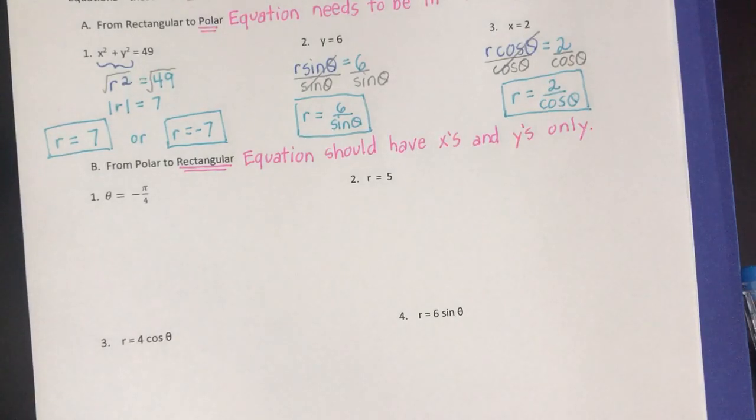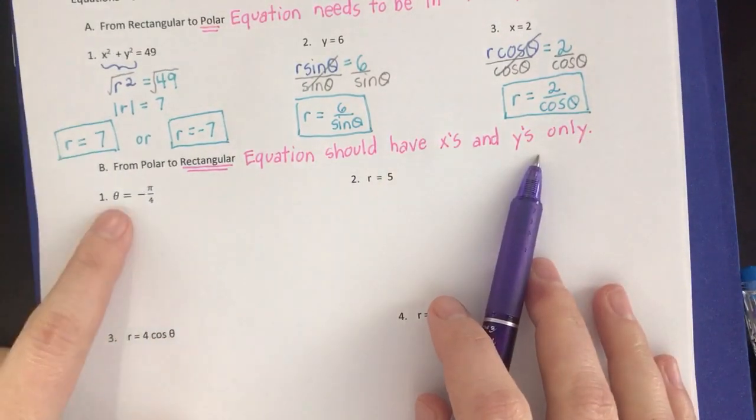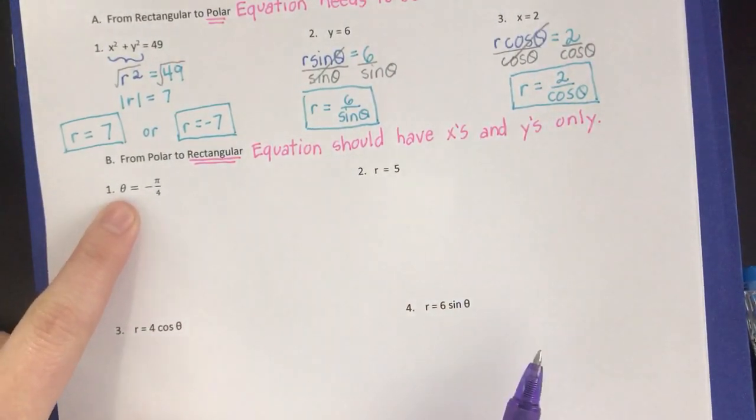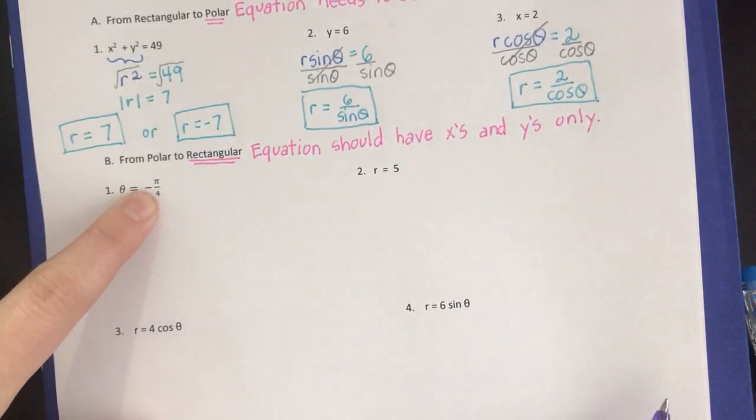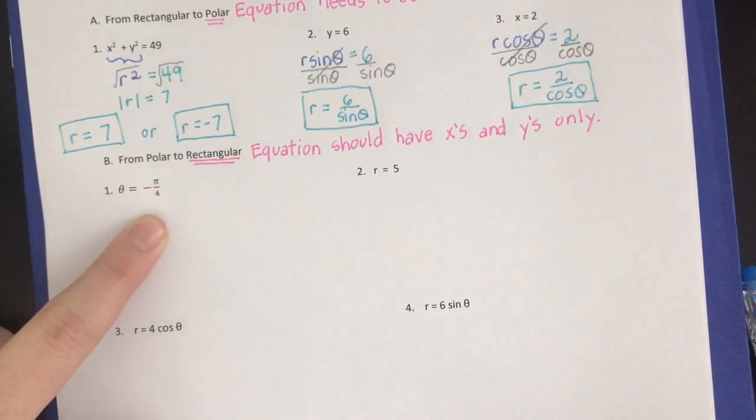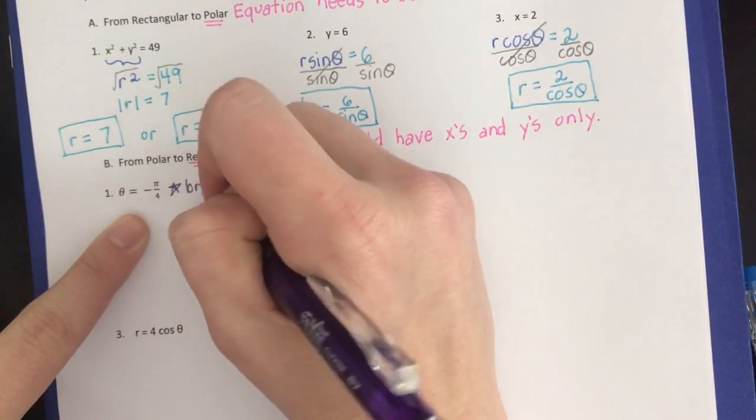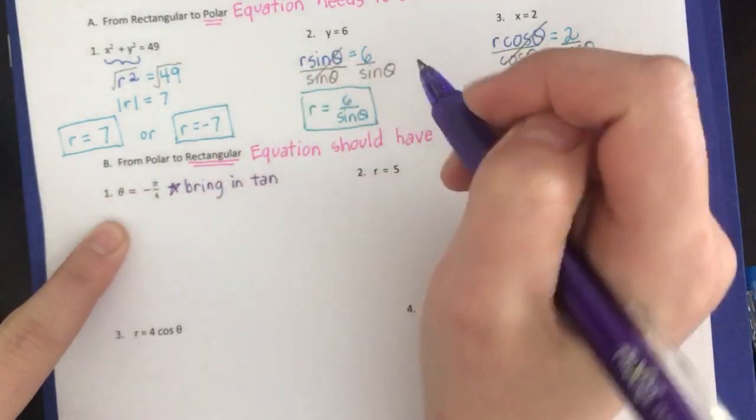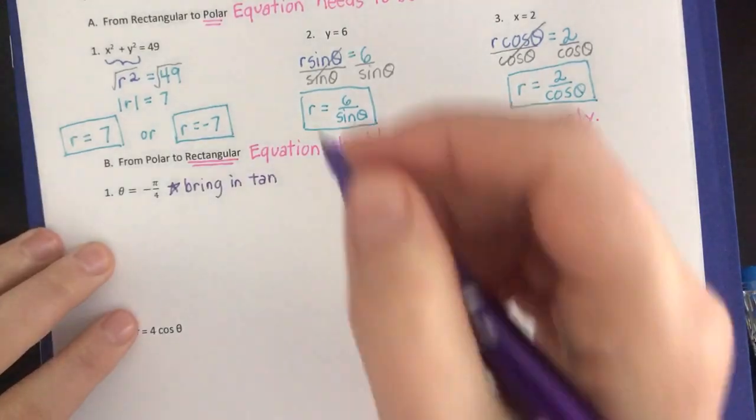In part B, we're going from polar to rectangular. The equation should only have x's and y's, not thetas or r's. Here on number 1, theta equals -pi/4. On this one, you'll see why, we are going to bring in tangent, because tangent deals with both y and x. So bring in tangent on both sides.